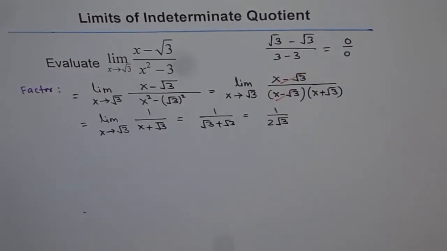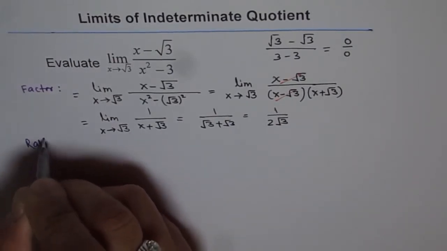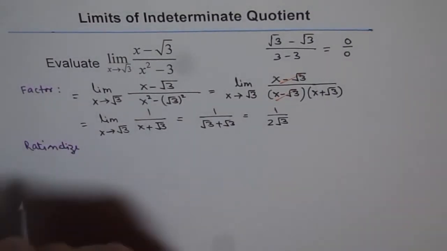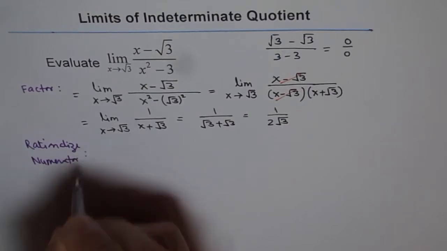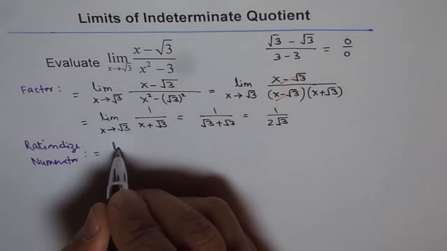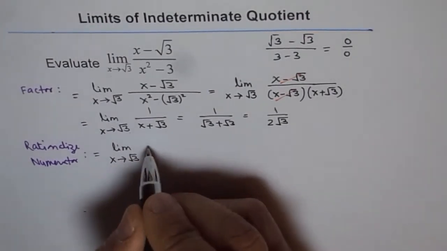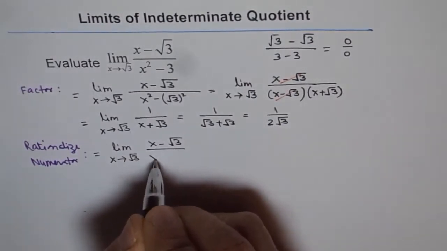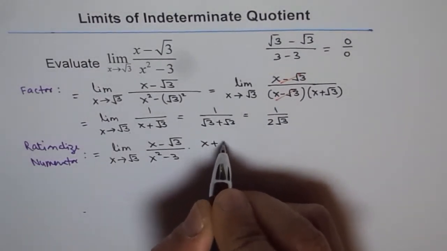And now let's try to do the same problem by rationalization, okay? So let's rationalize. Here we are going to rationalize the numerator, correct? Let's see what we get. If we rationalize the numerator, we get the limit as x approaches square root 3, and in the numerator we have x minus square root 3, the denominator is x squared minus 3, so we'll multiply and divide by x plus square root 3.